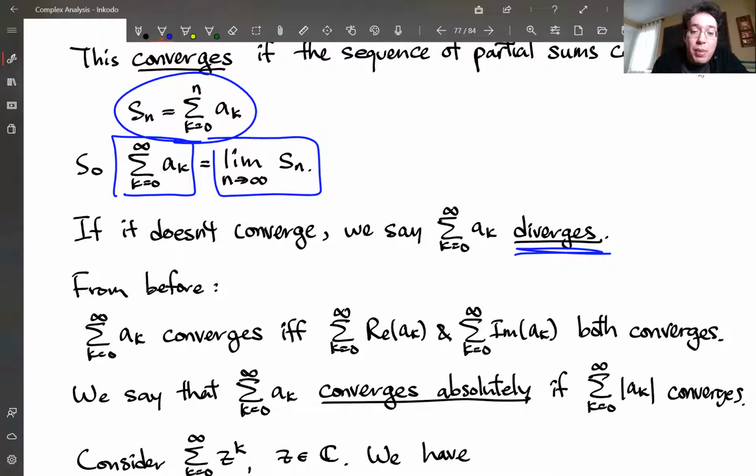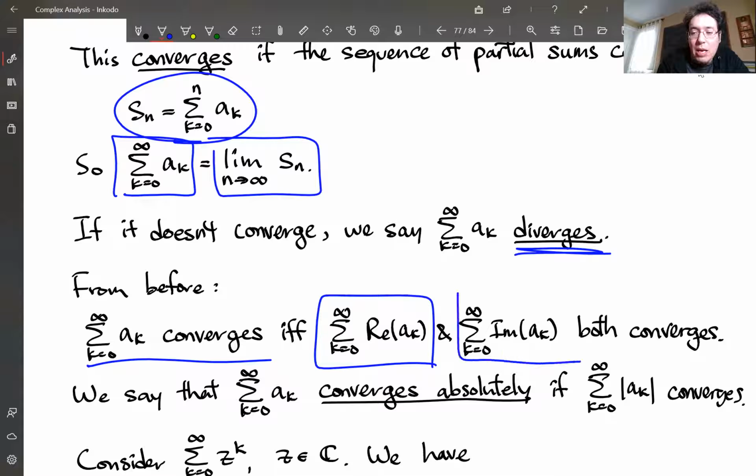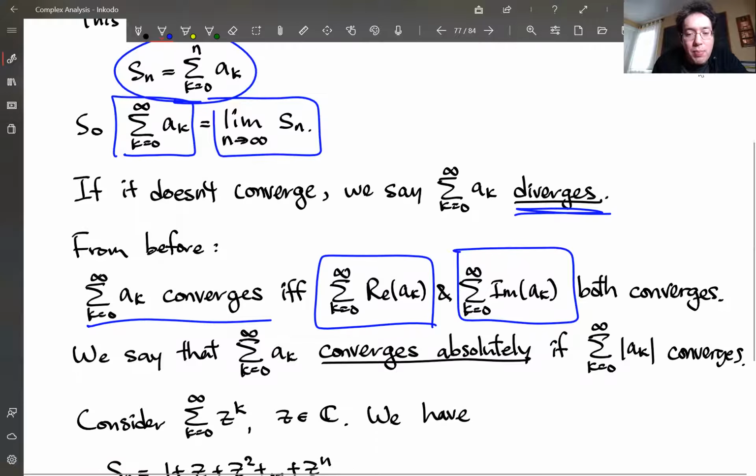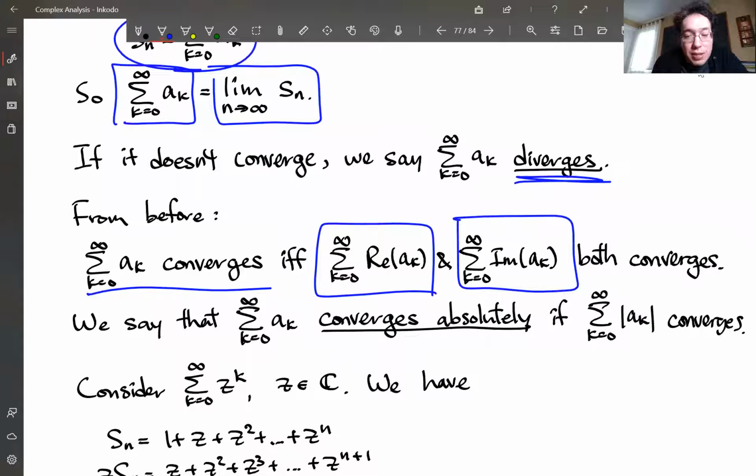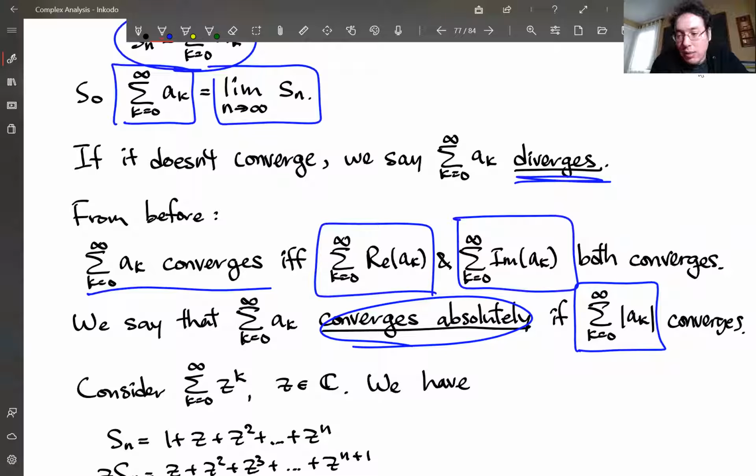Okay. If you already are familiar with convergence in terms of real infinite series, then you could say that the complex series will converge if and only if both the real part and imaginary part, taken separately, converge on their own. And we could also say that the series converges absolutely if the series of the modulus converges.